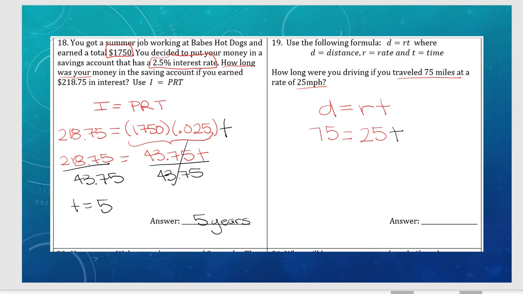In order to solve for t, I move and multiply 25 by dividing by 25. And I can conclude that the time I spent driving was 3, and it's hours. I know it's hours because my speed was expressed in miles per hour. That's how I knew to use the hour unit.